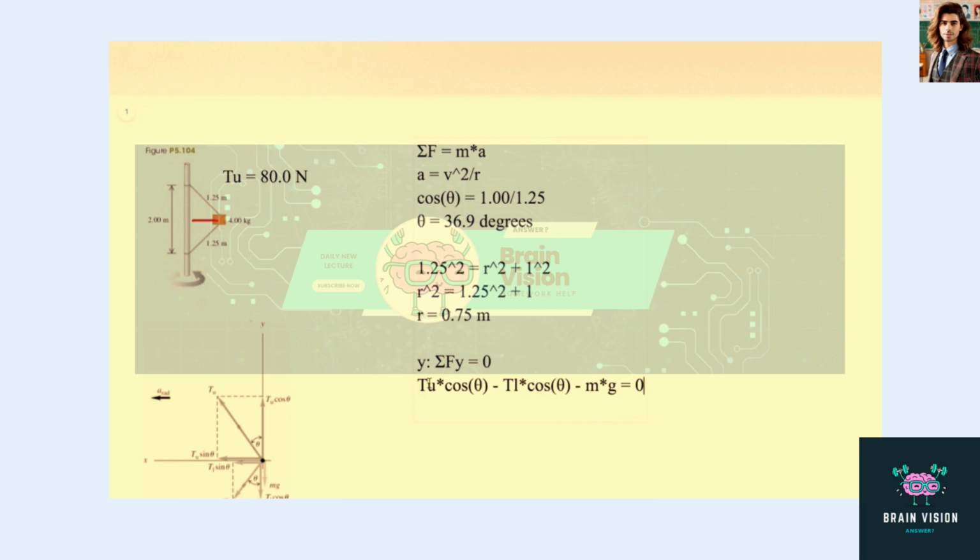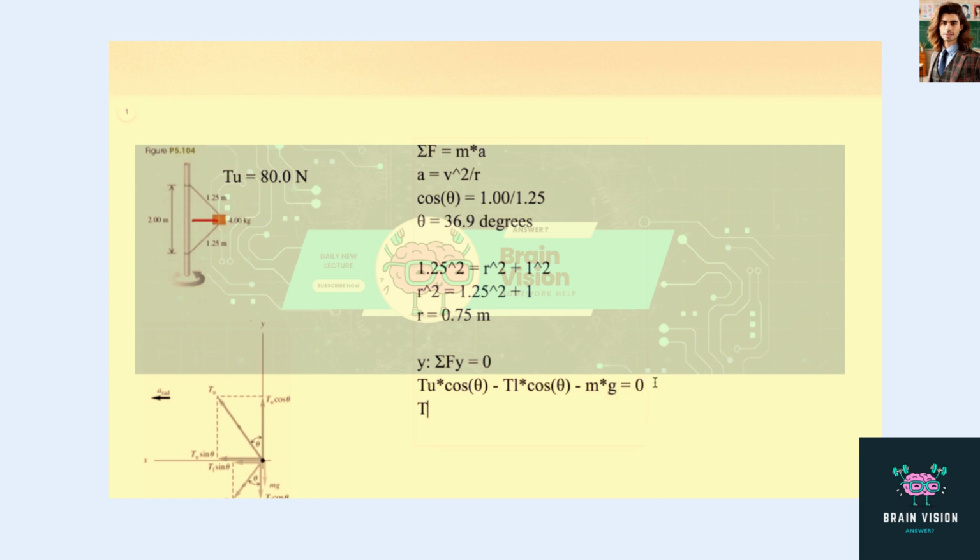So we know what TU is. TU is 80. We don't know TL, but we know theta. Remember, we found cosine of theta is 1 over 1.25 up here. So we know cosine theta already, and we know that the mass is 4 kilograms and g is 9.8. So we can just plug all of these in and solve.